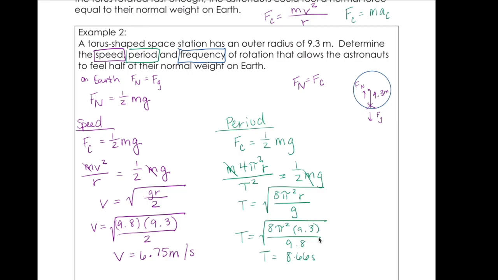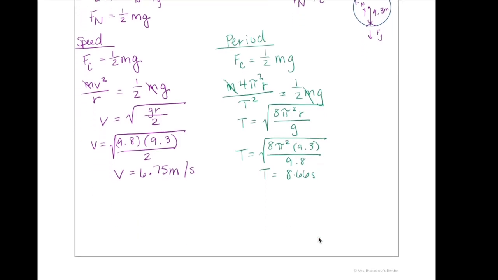Okay, and then frequency is pretty simple. So if you remember, frequency is equal to the inverse of our period. Okay, so what I can do is plug in what I got for my period in the last part. So f equals 1 over 8.66. And so whenever I divide that out, I'll get that my frequency equals 0.116 hertz.